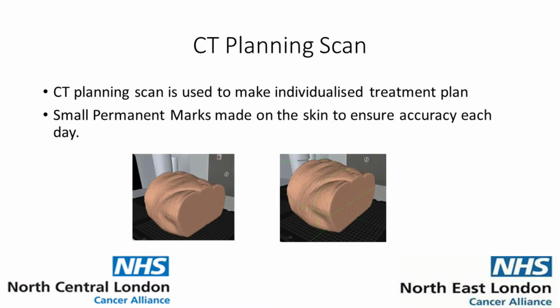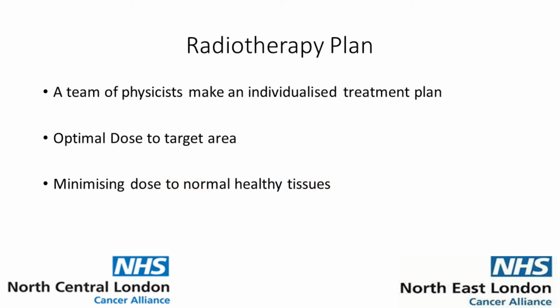At the CT planning scan, they make an individualised plan. You would have tattoo markers placed on the outside of your skin, as demonstrated in these pictures below. This is to ensure accuracy each time you attend your daily visits. A team of physicists would then make an individual treatment plan. This would ensure optimal dose to the targeted area, which is your prostate or the prostate bed, and this minimises the dose to normal healthy tissue with an aim to reducing short and long-term side effects.